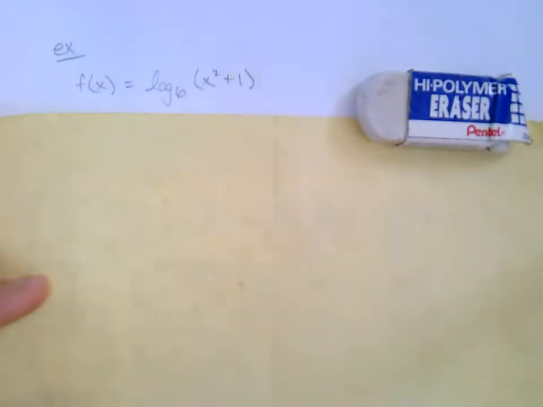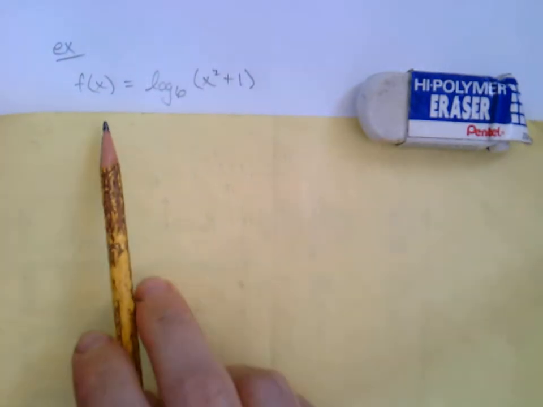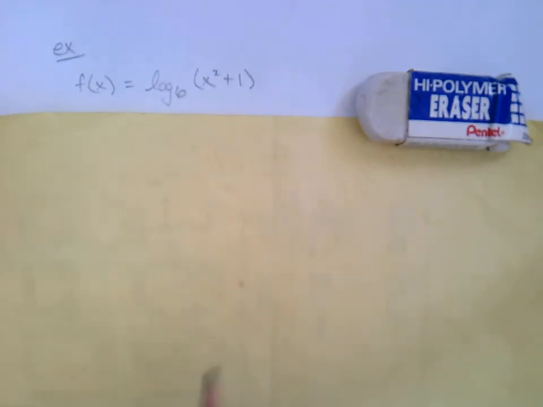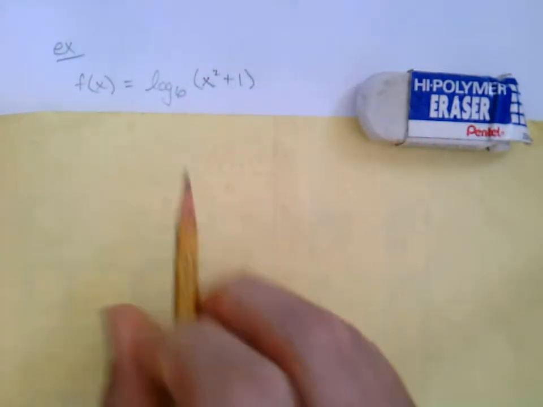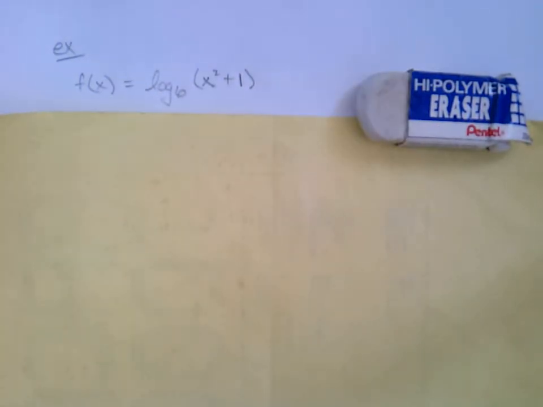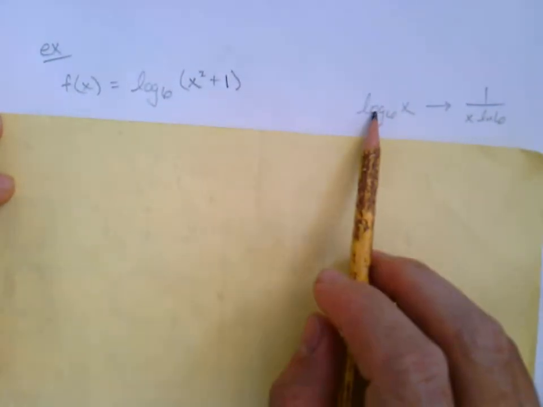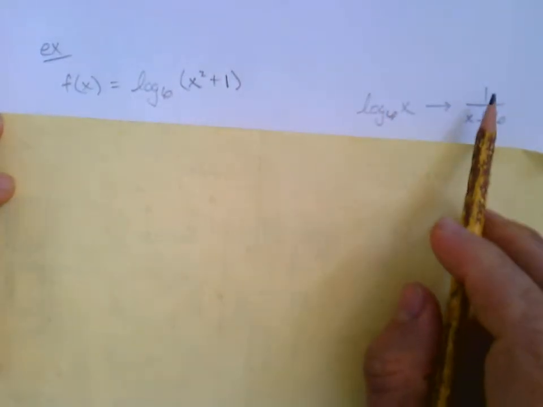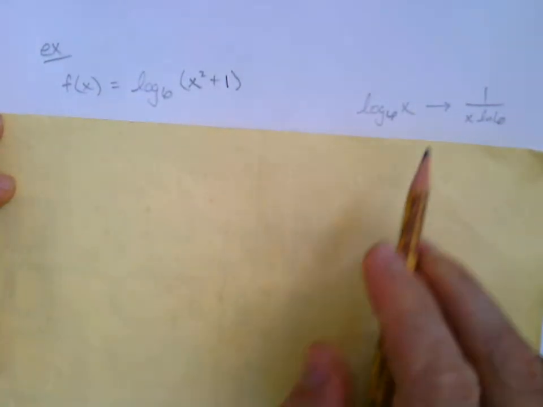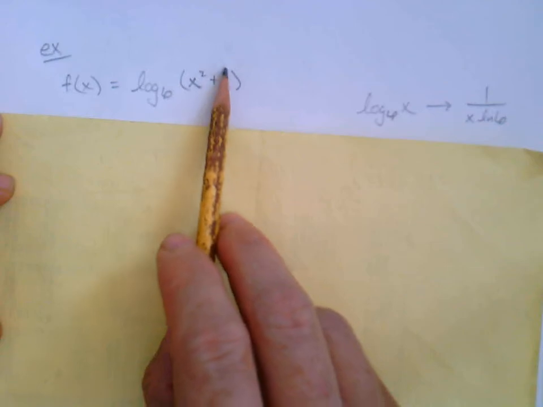All right, let's do a slightly more difficult one, one that will involve the chain rule, always a good idea. How about f of x equals the log of x squared plus 1 with base 6? Just like in the previous example, if it was simply the log of x with base 6, then we'd say 1 over x natural log 6. But now we have something more than just an x there. We've got x squared plus 1.